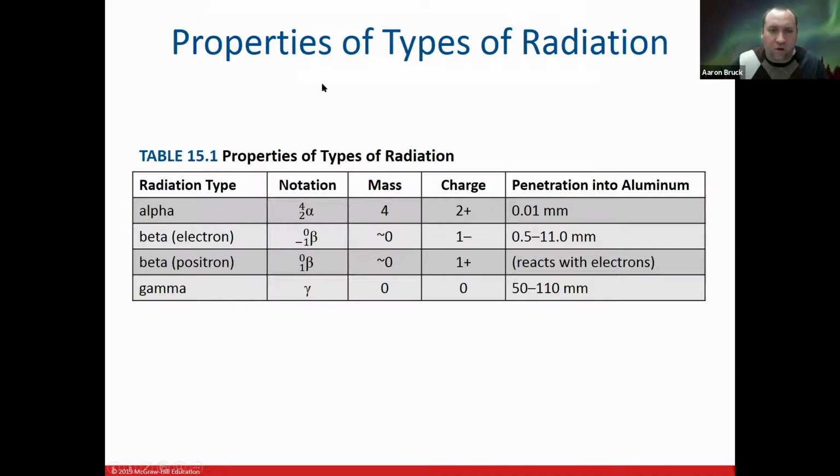Now, how do those 3 types of properties differ from each other? Well, first of all, we have to understand alpha, beta, and gamma. There are actually 2 different types of beta decay. There's what is called electron or negatron emission. This is one that has a -1 charge. And then there's positron emission, where we have a positive charge.